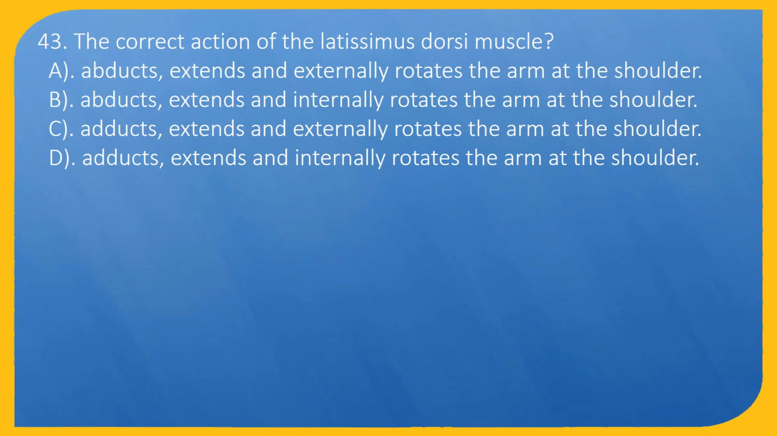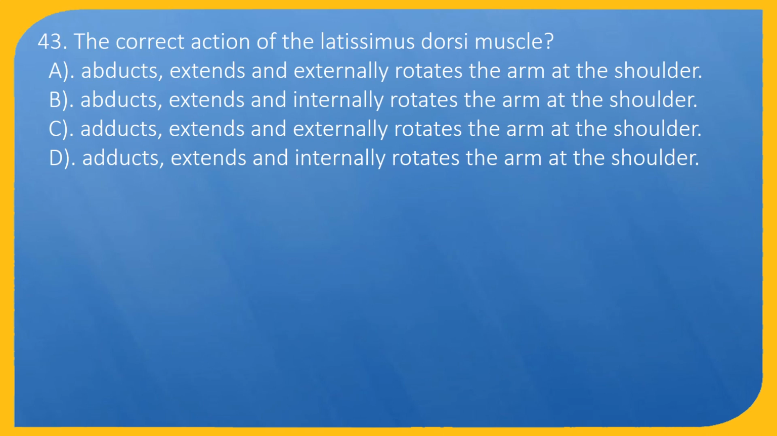Question 43. The correct action of the latissimus dorsi muscle? A. Abducts, extends and externally rotates the arm at the shoulder. B. Abducts, extends and internally rotates the arm at the shoulder. C. Adducts, extends and externally rotates the arm at the shoulder. D.